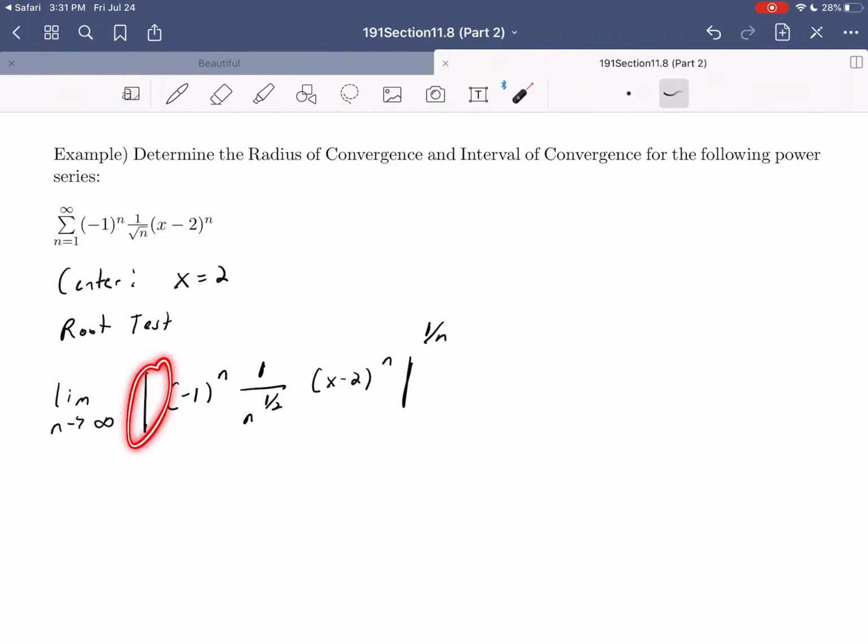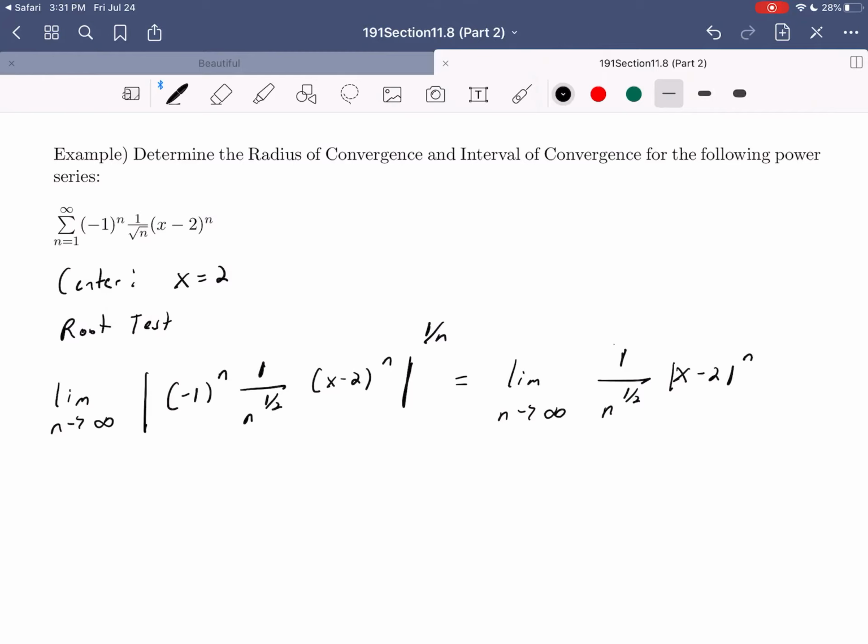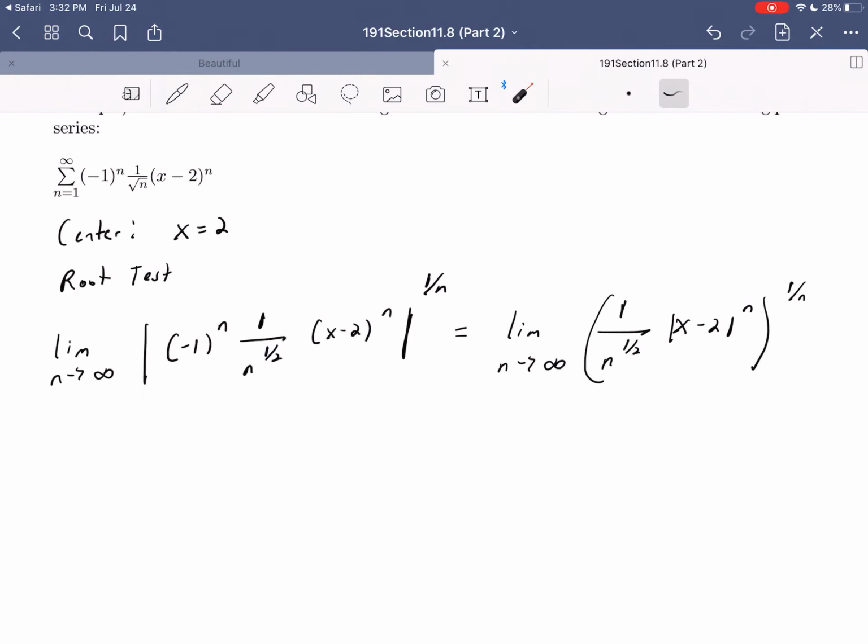As always, we'll take that absolute value and say that it's going to apply there, but we can say a little bit more to it. That (-1) to the n, we know that that's an alternating piece going positive, negative, positive, negative. In absolute value, that's just going to be eliminated. So we can write this as the limit as n goes to infinity of 1 over n to the 1/2, absolute value x minus 2 to the n, and then all to the 1 over n. So we did two things there. We took this absolute value and applied it here, and we also used that absolute value to remove this.